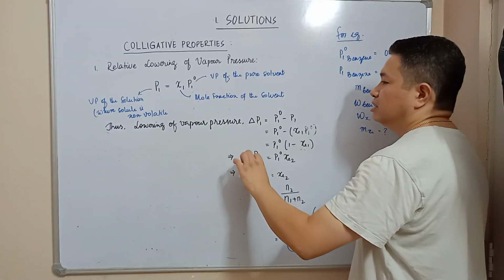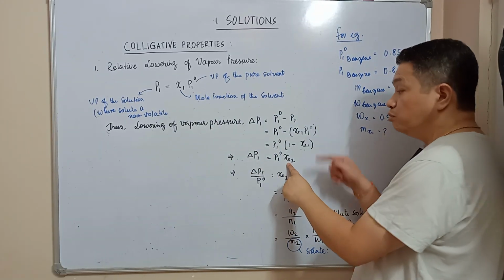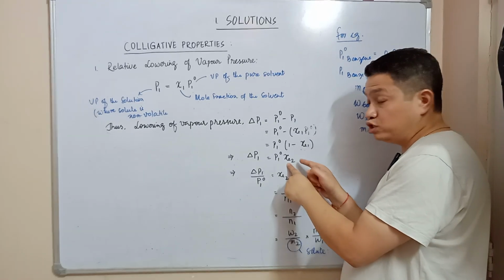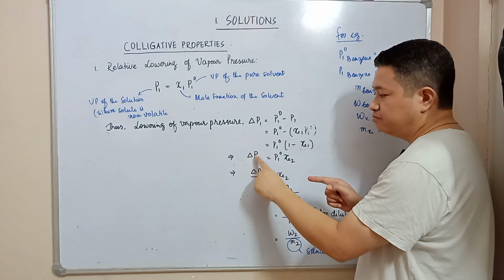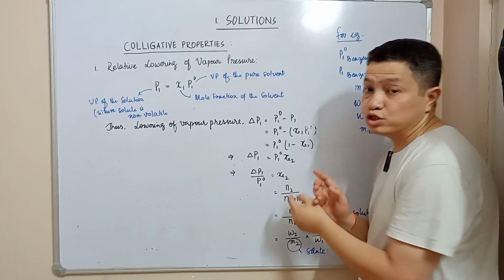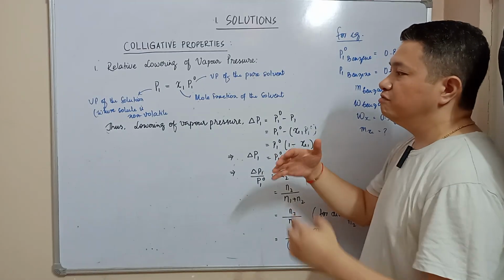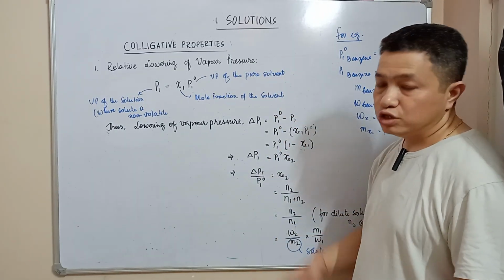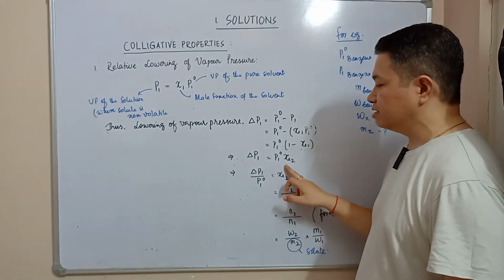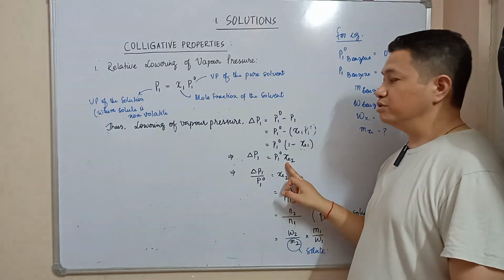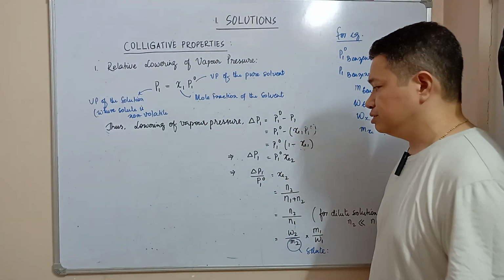So what we found is that there's a relationship: the lowering of vapor pressure is directly proportional to the mole fraction of the solute. So how much the vapor pressure lowers in the solution depends on how much non-volatile solute you are dissolving. That means it depends on the mole fraction of the solute. So this lowering of vapor pressure is a colligative property of the solution.